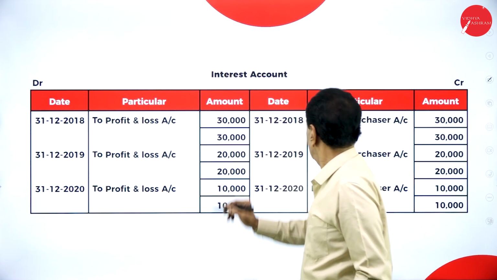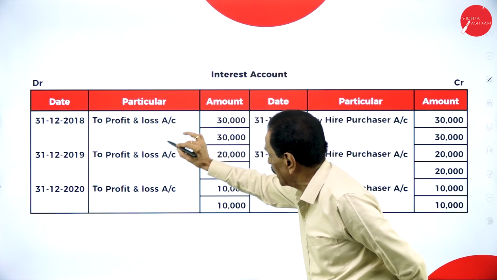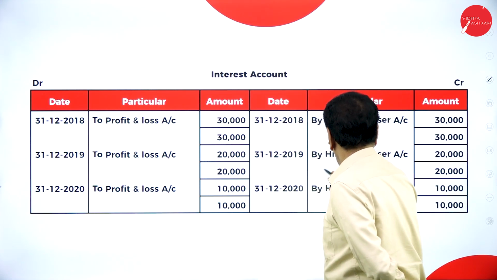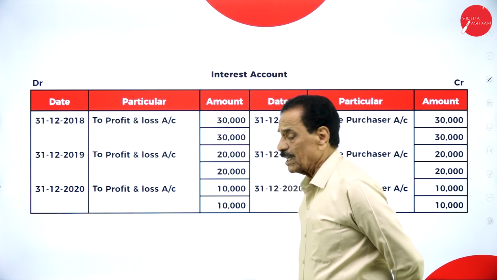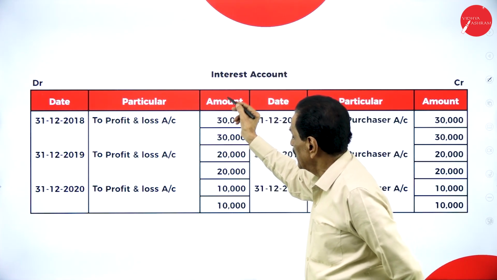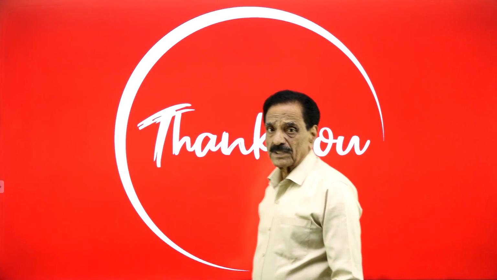Interest account, hire purchaser account debit to interest account, transfer to profit and loss account. Second year also, hire purchaser account debit to interest account, interest to P&L account. Third year also, hire purchaser account debit to interest account, interest debit to profit and loss. It's only a transfer entry. Hope you understand.